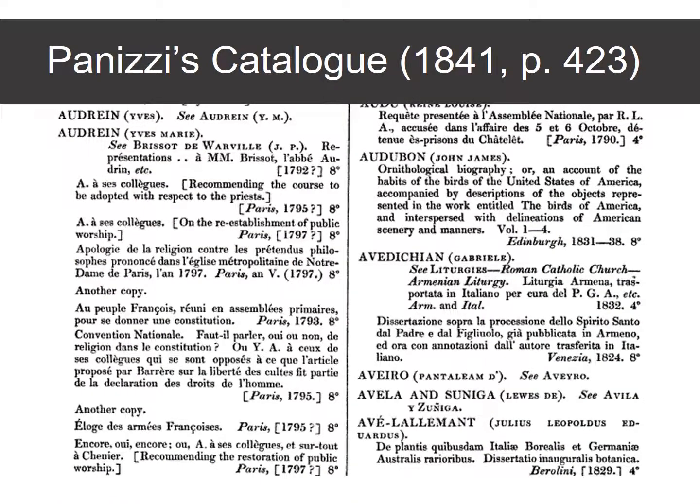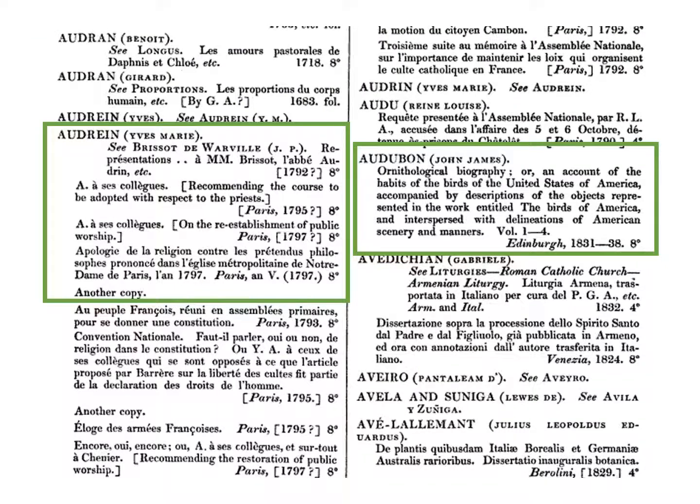A scan of Panizzi's catalog is available open access through Google Books. If you take a look at a couple of author name entries that Panizzi constructed, such as on page 423 of the catalog, you will notice that entries are arranged by author name in alphabetical order, with the titles of each of their works listed underneath their names. Let's take a look at the entries for Audubon and Audran.